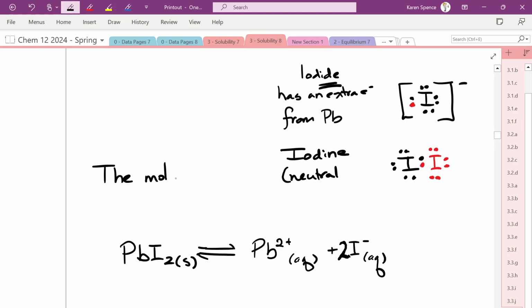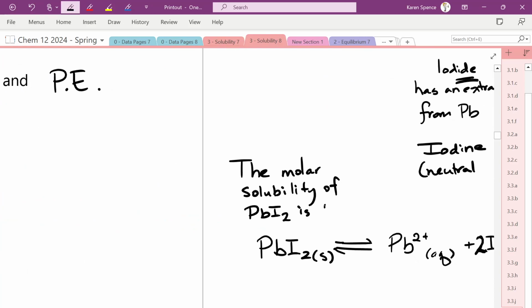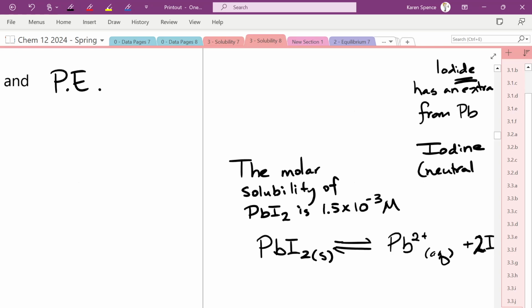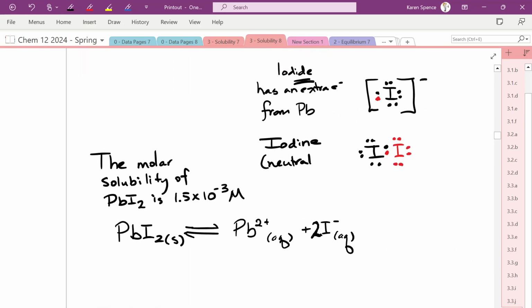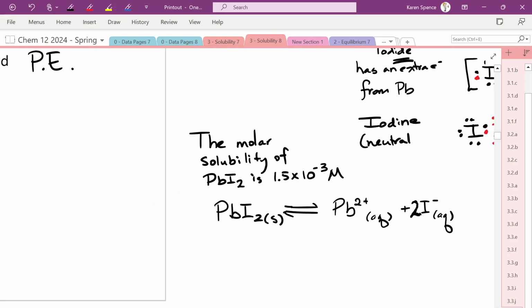All right. And we are told that the molar solubility of PbI2 is, and I'm going to cheat and simplify it a little bit because I don't want to write out like 3 digits. I'm just going to call it 1.5 times 10 to the minus 3. Are we okay with that? Okay, so we're just going to call it 1.5 times 10 to the negative 3 molar. And we are also told that the Ksp, no, we want to calculate the Ksp.